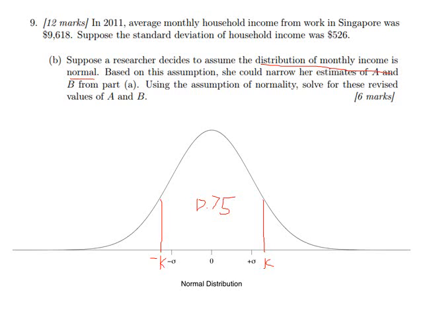We are told that given a value of 0.75, we want to find the value of K such that the area between minus K and K is 0.75. In other words, 75% of the average monthly household income should fall within this boundary of minus K and K. But this is a standard normal distribution, and we need to convert it back to the normal distribution given by the particular values here.